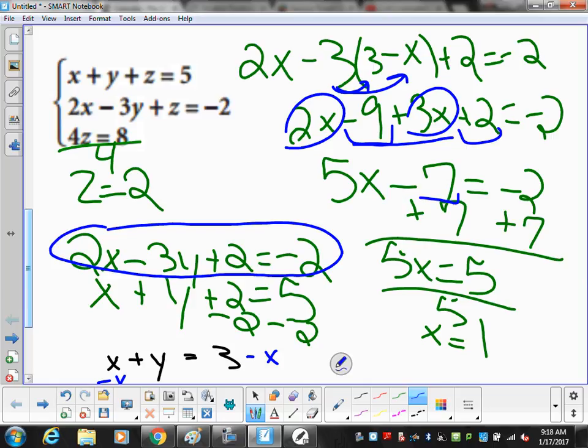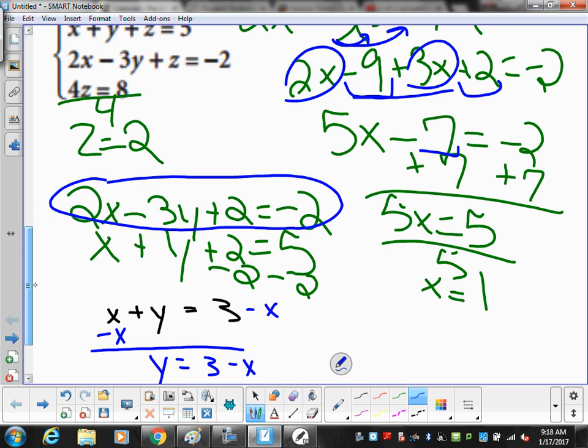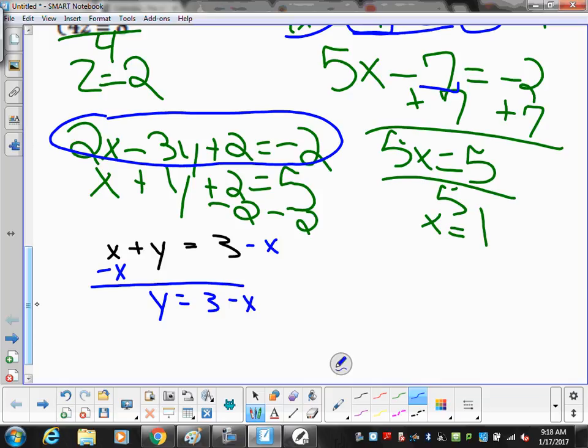So what's my solution in this problem? Oh, we got to get y. Oh, man. It didn't quite finish, but it's real simple because I just got to plug the 1 in for x here. So y equals 3 minus 1, which is 2. Okay, so my solution is 1, 2, 2.